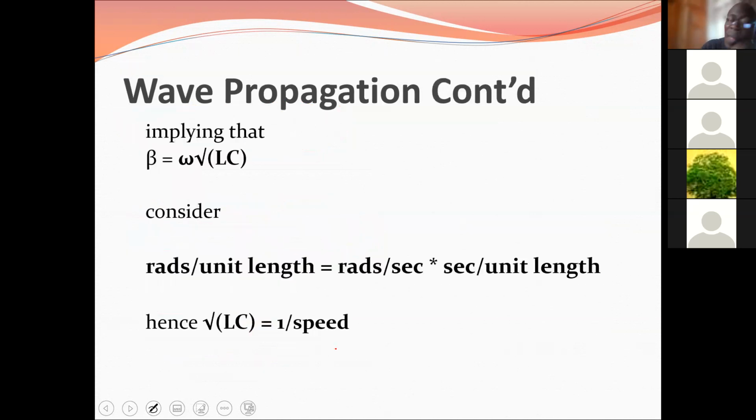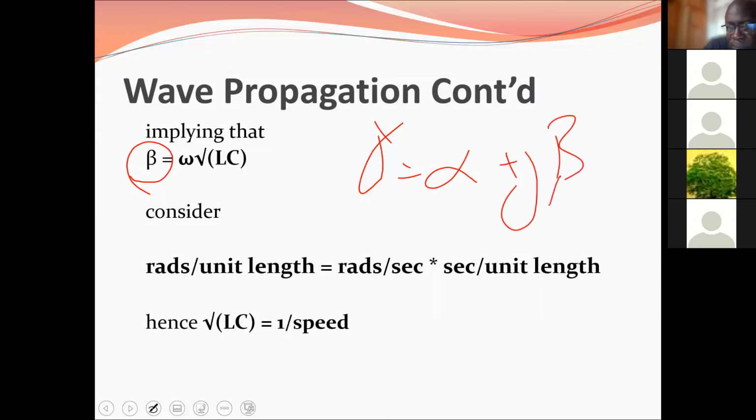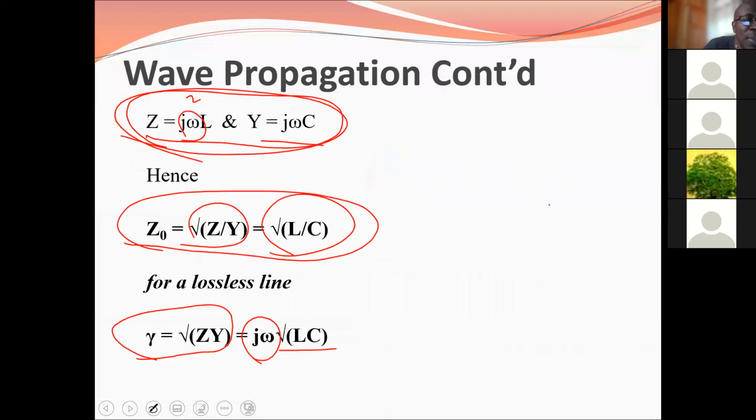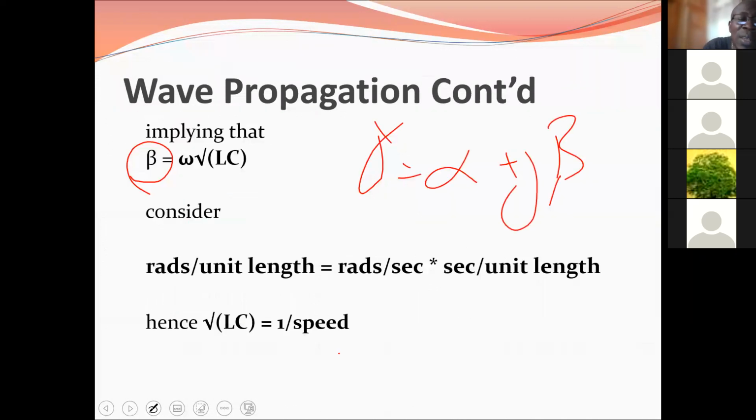Therefore, it suggests to us that beta, because remember we said that gamma was equal to alpha plus j beta. So where we just saw that gamma is equal to j omega root LC, then it means that beta is equal to omega times root LC. So I'm using a little dimensional analysis.